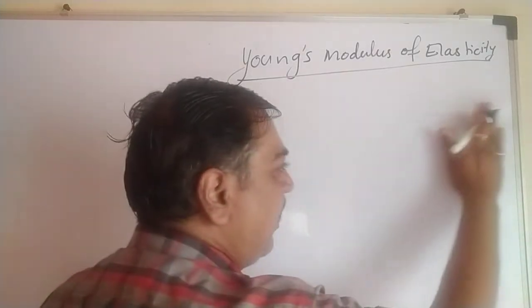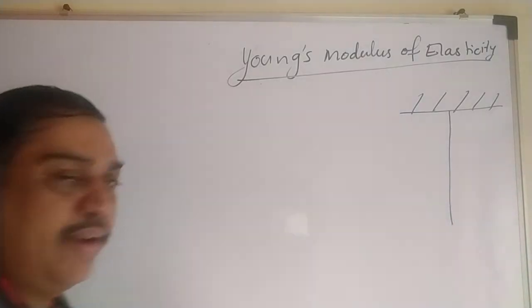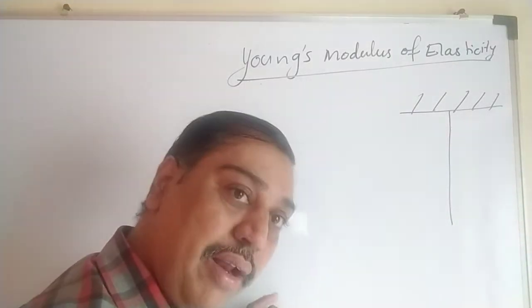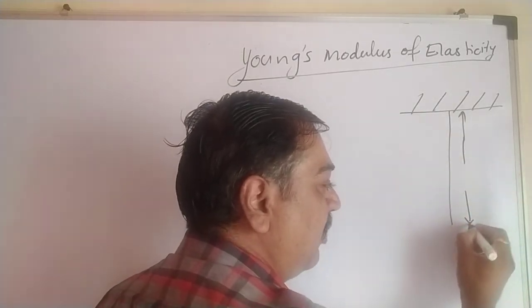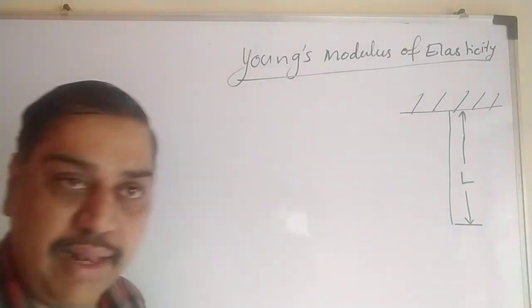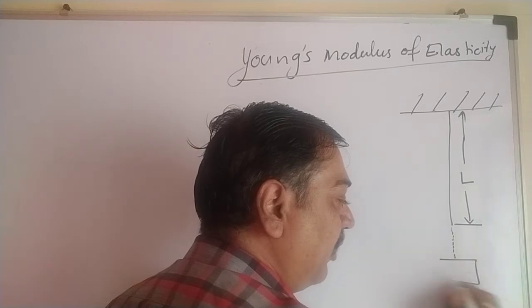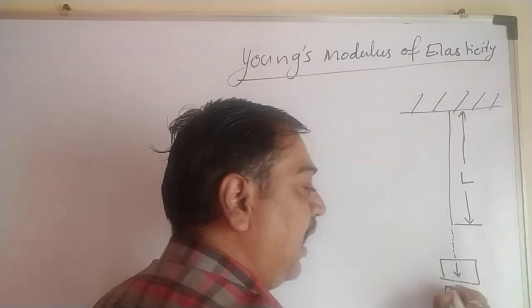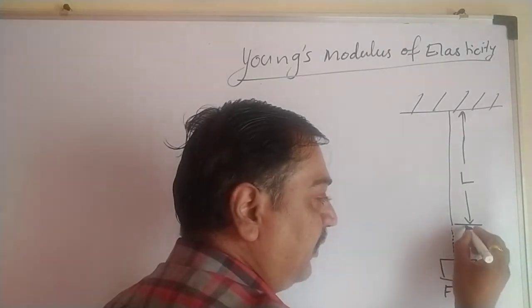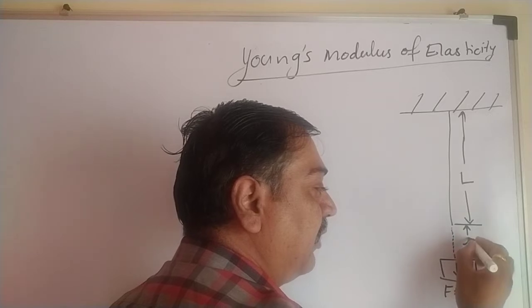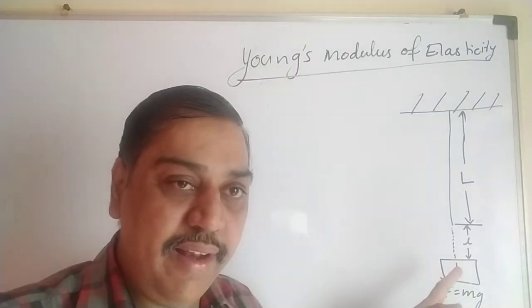For that, let's draw one diagram. Suppose this is a rigid support. To this rigid support, I have tied this wire, maybe a metal wire, maybe a rod, maybe rubber. Suppose the original length of this wire from the rigid support to this place is capital L. When I apply some force here, what will occur? The wire gets elongated because of this force applied in the downward direction, F equal to mg. That is why this much length gets increased in the wire, which I have represented by small l. That is said to be the elongation produced in the wire when we apply this force.